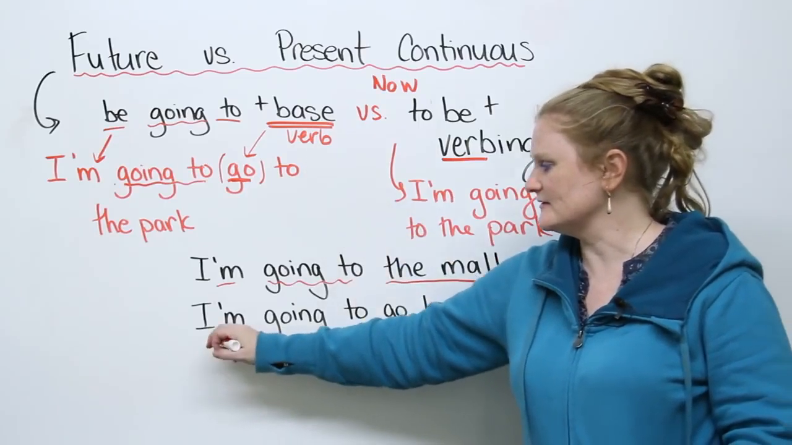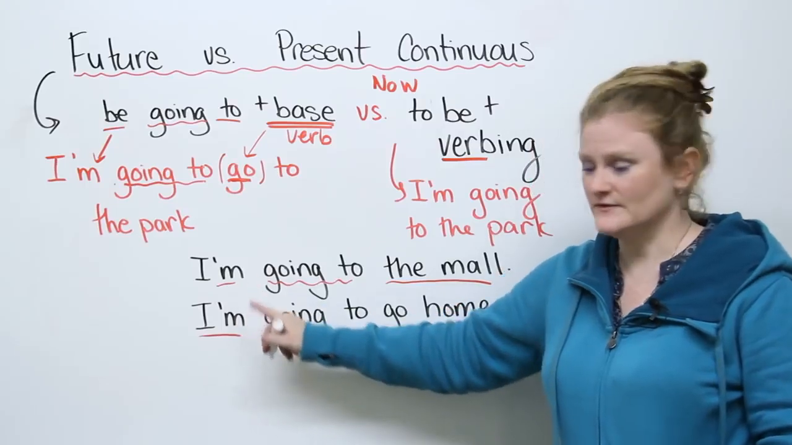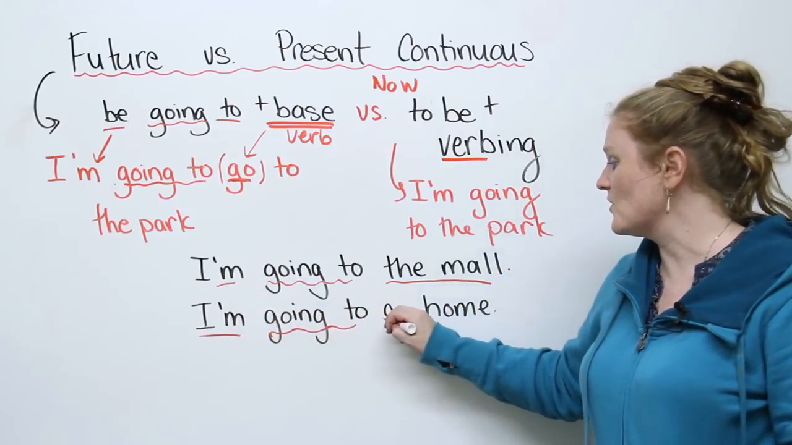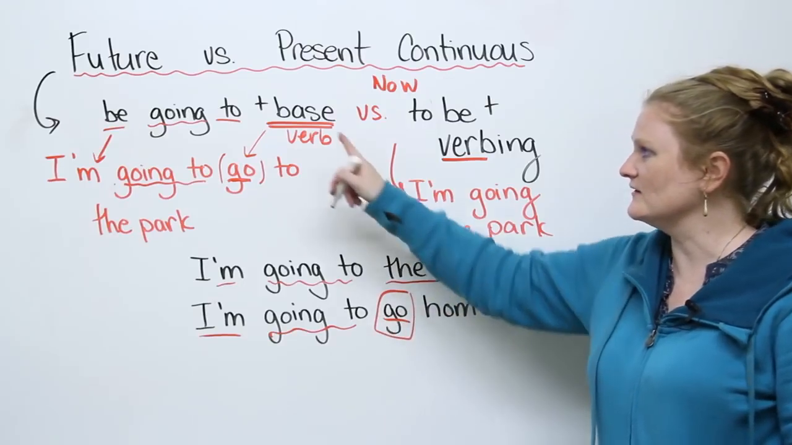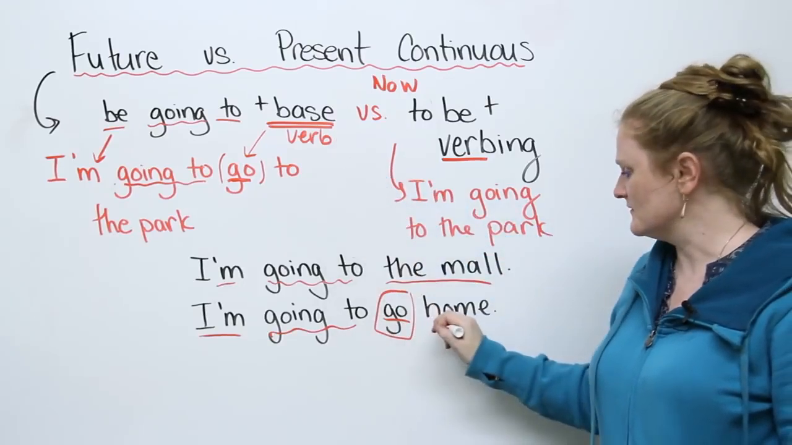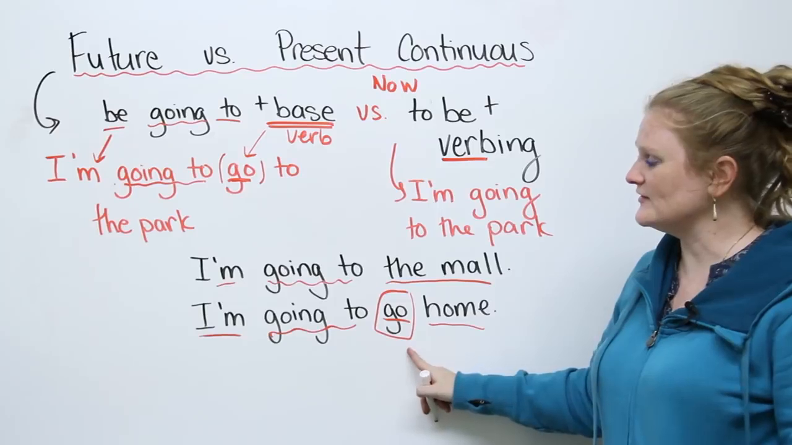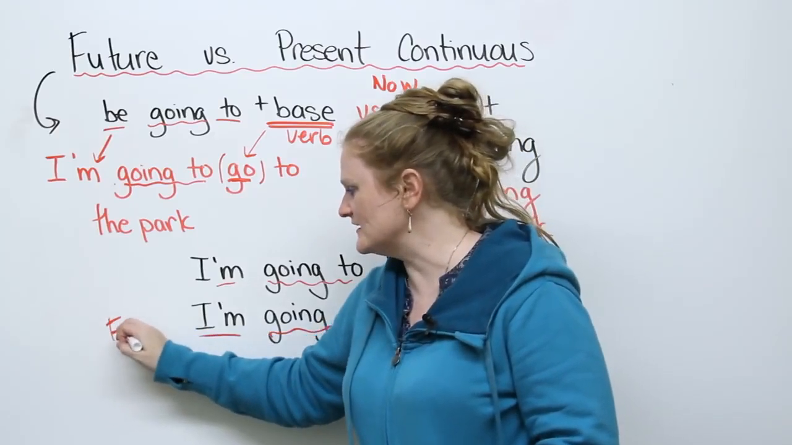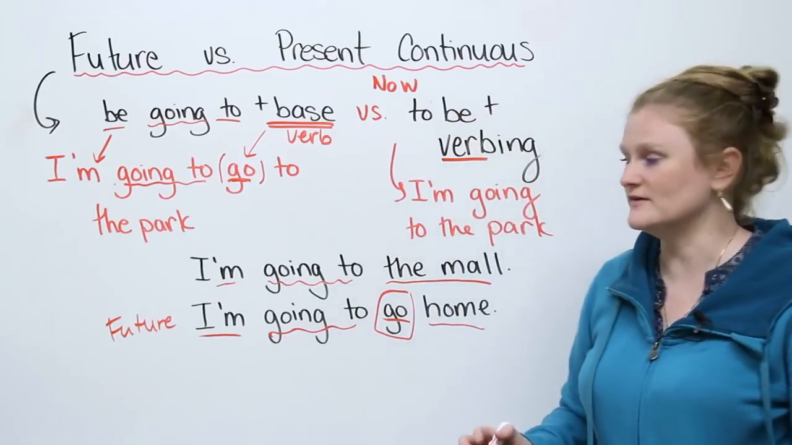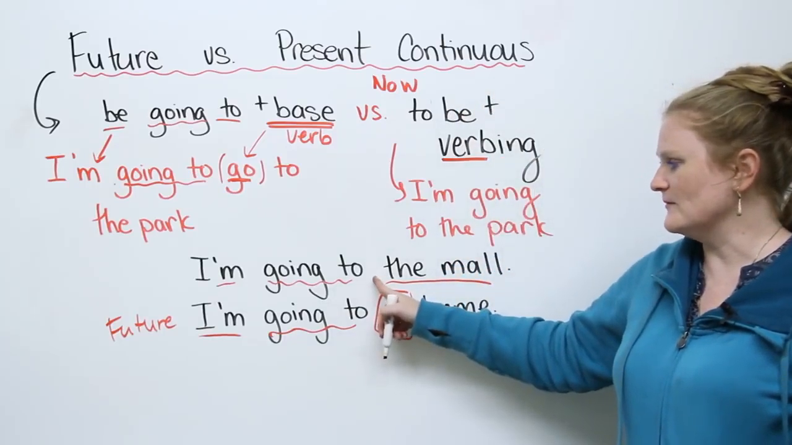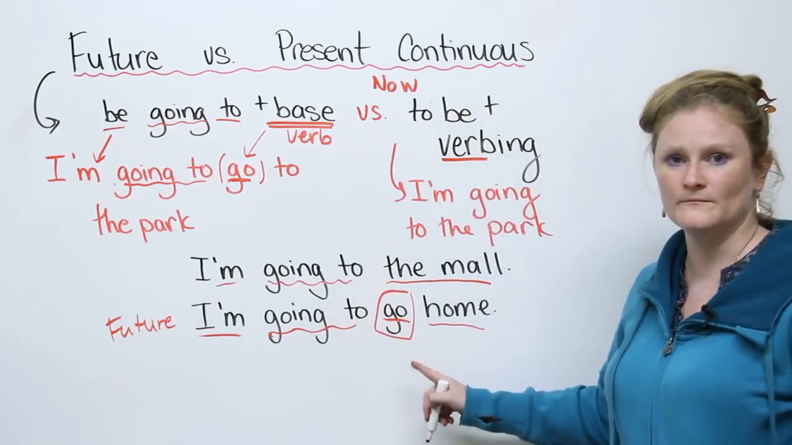In this sentence, I am going to go. Because we have the extra base verb and then the place, this sentence is actually the future tense of be going to. I'm going to the mall. I'm going to go home.